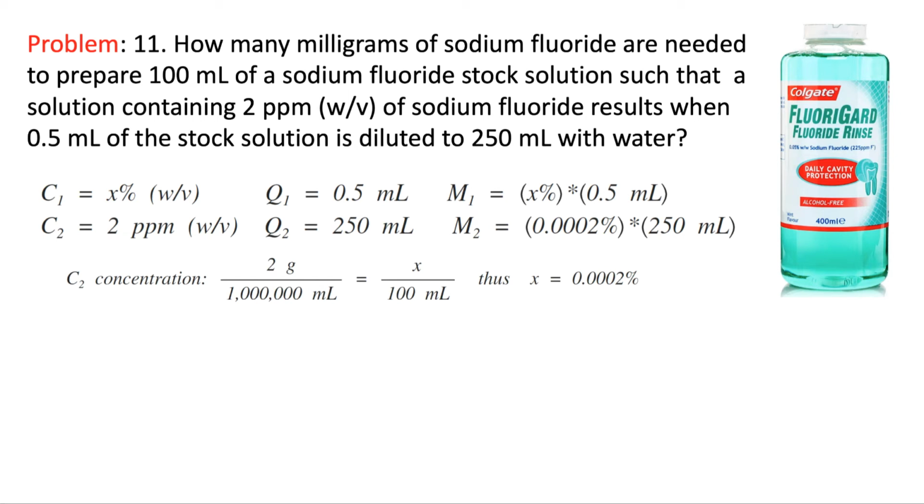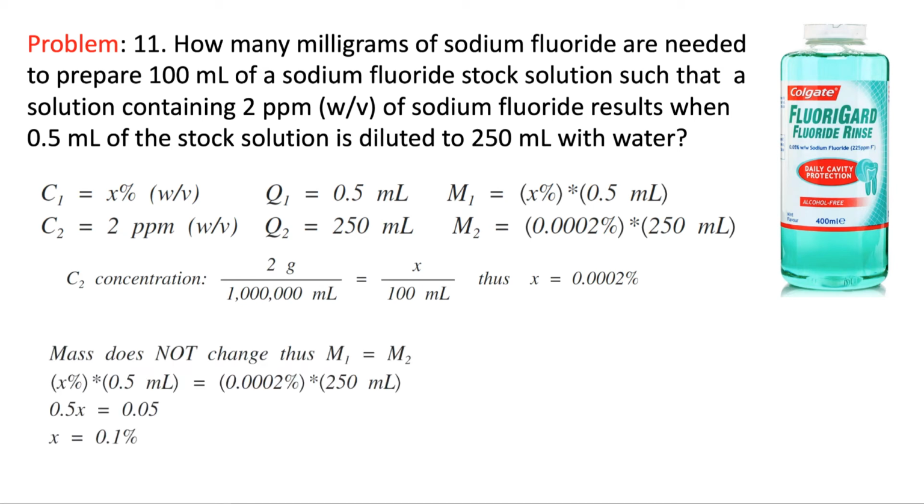X is equal to 0.0002. And so that would be the number of grams per 100 mLs. It's the same as a percent weight per volume. So really, I'm going to now substitute for my C2 essentially 0.0002%. And then I can proceed on, and since I know this is a dilution where the mass doesn't change, I'm going to set my mass 1, which we said is X percent times 0.5 mLs, equal to mass 2, which I now know to be my 0.0002% times 250 milliliters. Let's do a quick double check on units: percent, milliliters. Everything's good. Let's just do the math. So X times 0.5 is 0.5X.